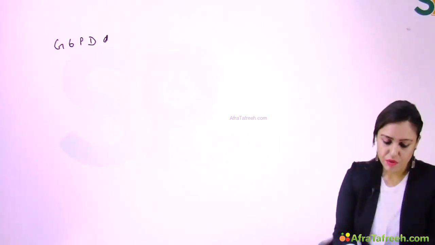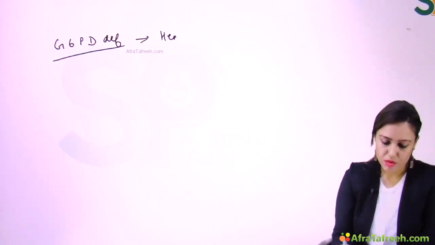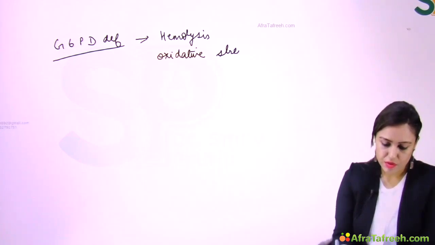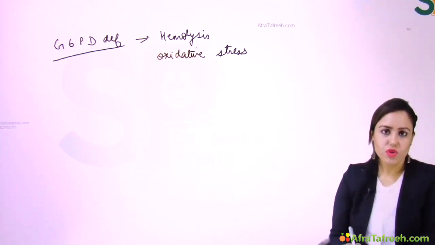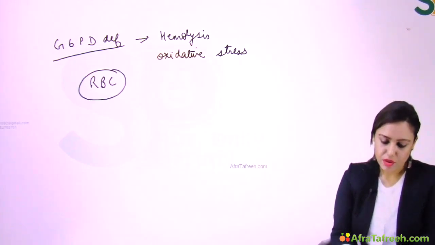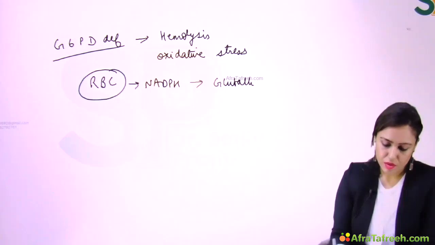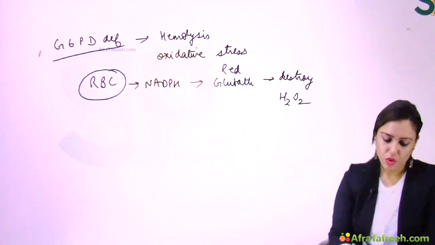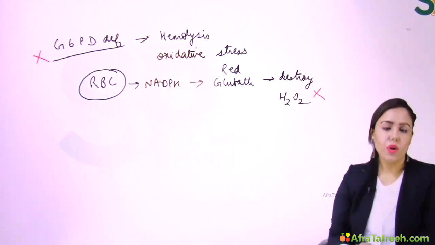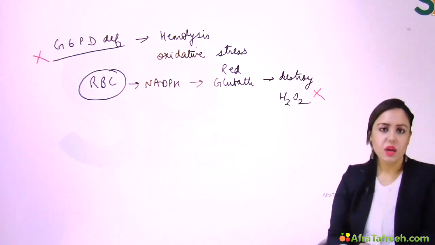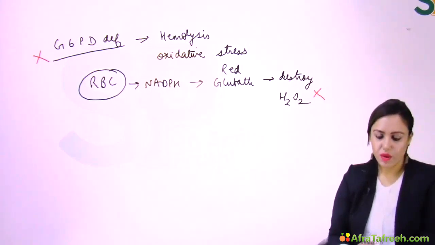In G6PD deficiency, hemolysis occurs due to oxidative stress, because the normal role of G6PD in RBCs is to make NADPH, which will make reduced glutathione, which will destroy H2O2. But if G6PD is not there, then H2O2 is not destroyed and it will start accumulating in RBCs, leading to damage to the membrane of RBCs, leading to hemolysis, right?